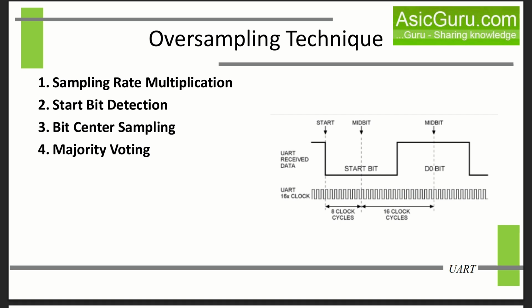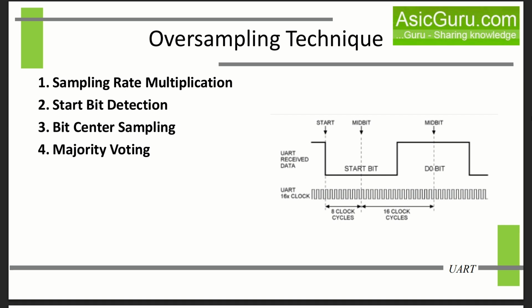One of the important parts of the UART communication protocol is the oversampling technique. Instead of sampling each bit once, the receiver samples each bit multiple times. Typically oversampling rates are 8x, 16x or 32x. I'm taking the example of 16x oversampling. At a 9600 baud rate, the receiver samples at 153,600 Hz.